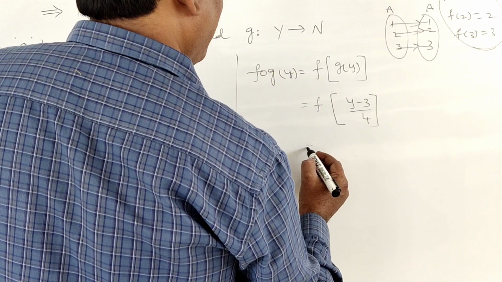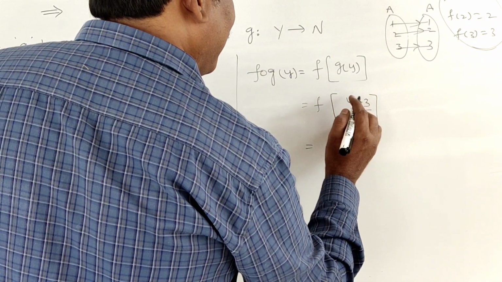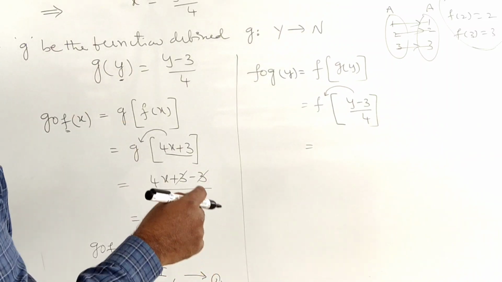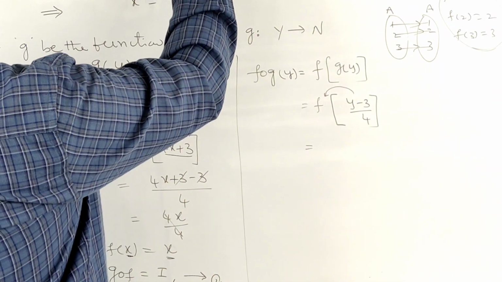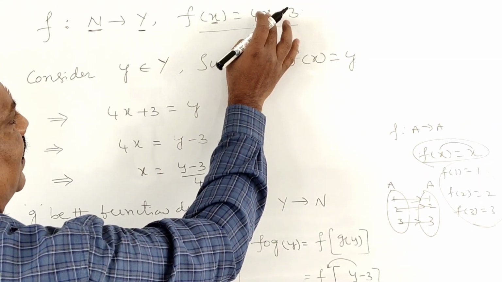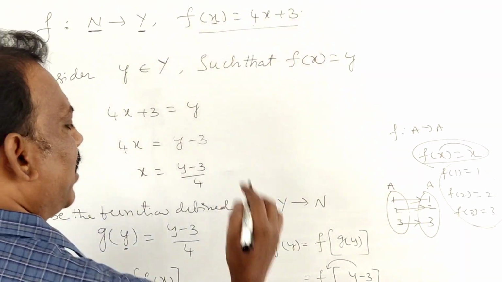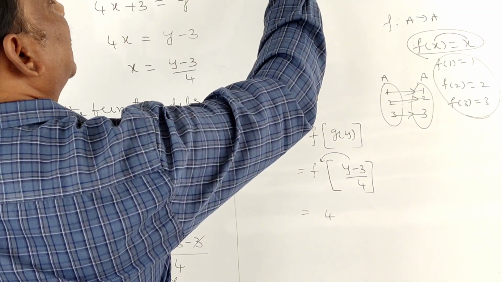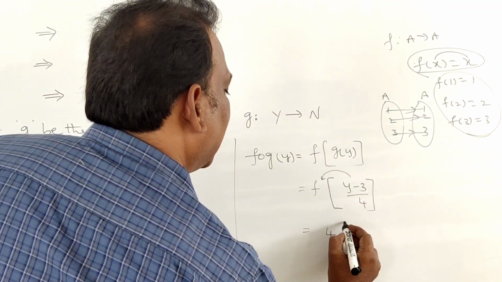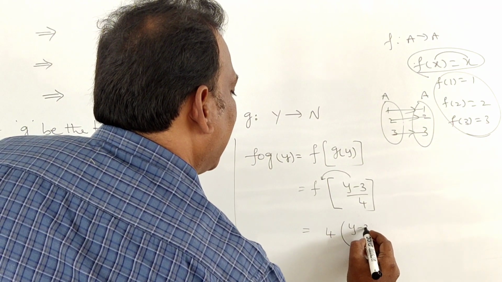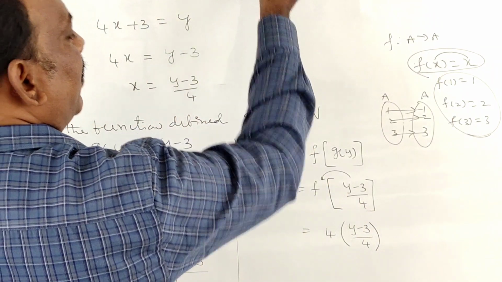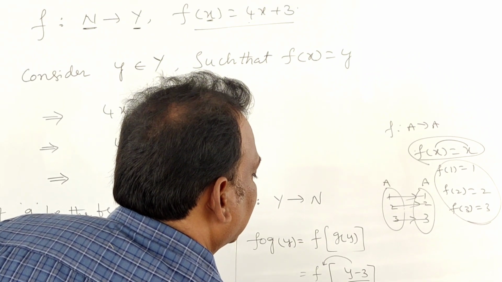Next, we have to substitute this entire value in f. Where we have to substitute? In f, x place. What is in x? So x before we have 4. Let me write 4 first. After this, in x place, you are going to replace this entire value, y minus 3 upon 4. After that we have plus 3.